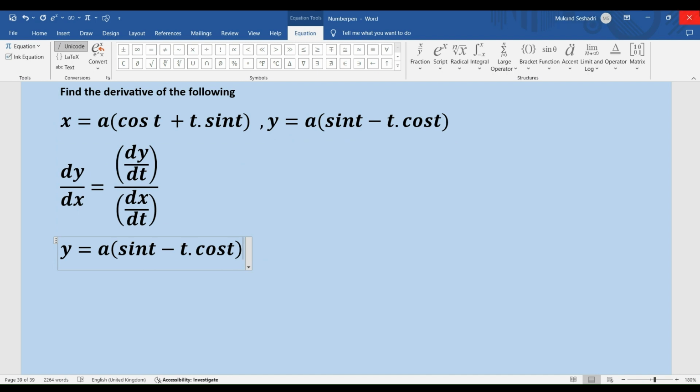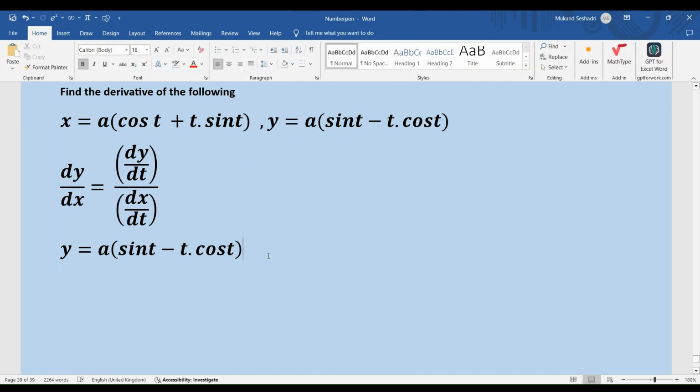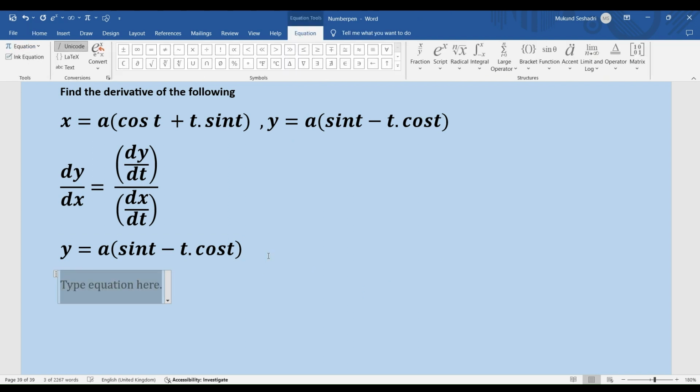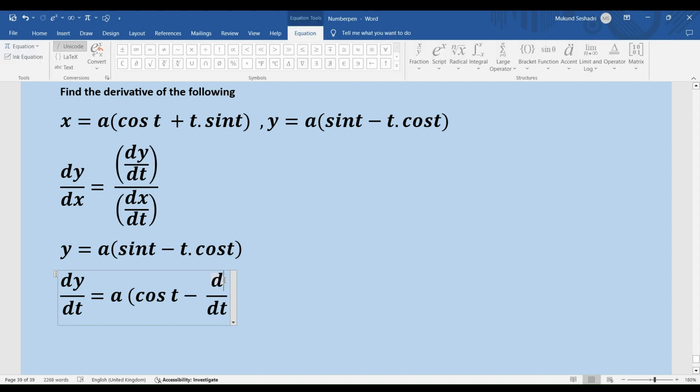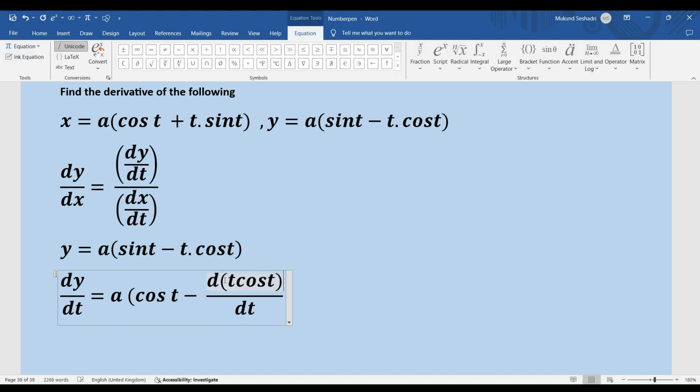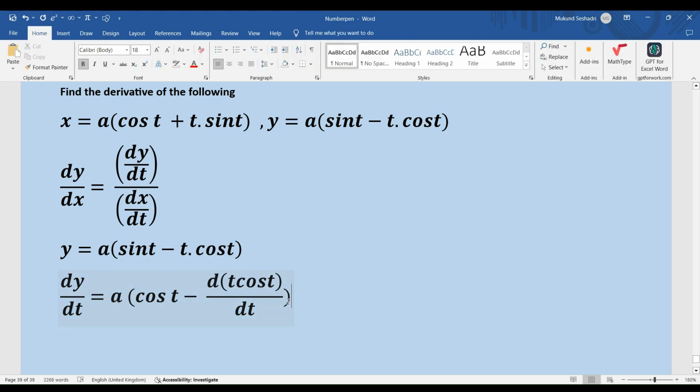So I'll go to the next step because it looks like we have an application of the sum rule and the product rule here. So for my dy by dt, I retain a as it is. I go inside and then my d by dt of sine t is nothing but cos t. And then my d by dt of t cos t is what I need to find out. So there comes the application of my product rule. So let me write down d by dt of t cos t. So we have an application of a sum rule, and an application of a product rule.